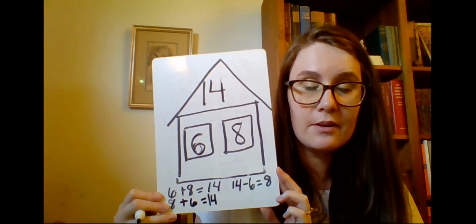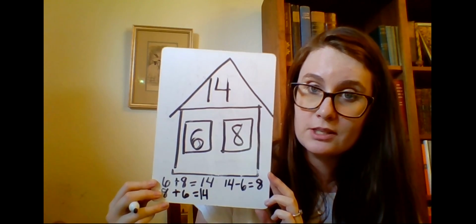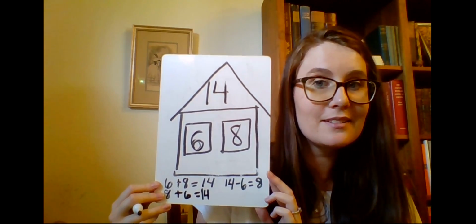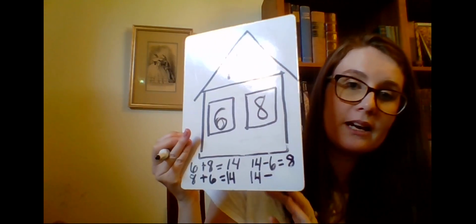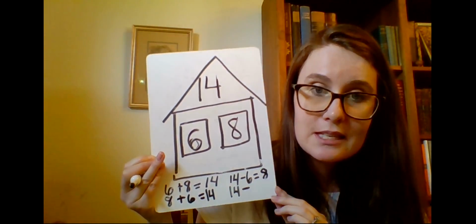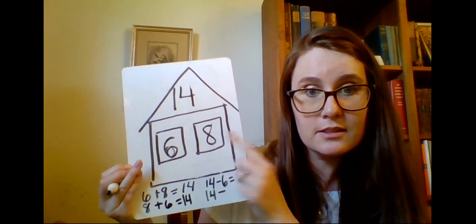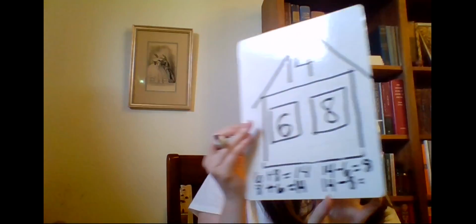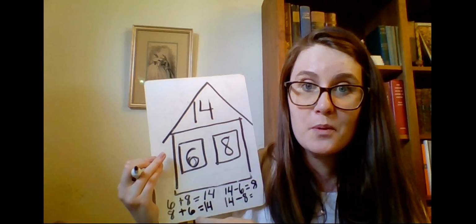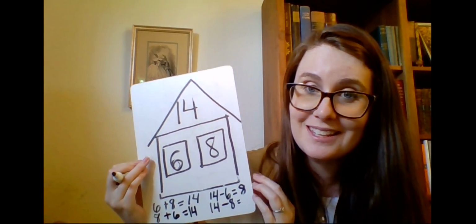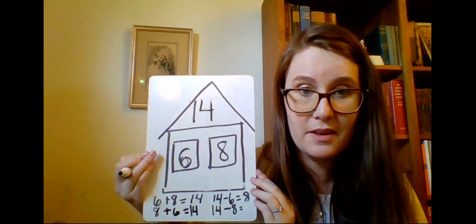Almost done. Now it's time for me to think of the final subtraction sentence. Again, I'm going to start with the whole. So 14 minus, and last time I subtracted 6. So this time I'm going to subtract 8. 14 minus 8 is the same as what? 6. Do I need to count it? No, because I know that it's just going to be these three numbers in my family.